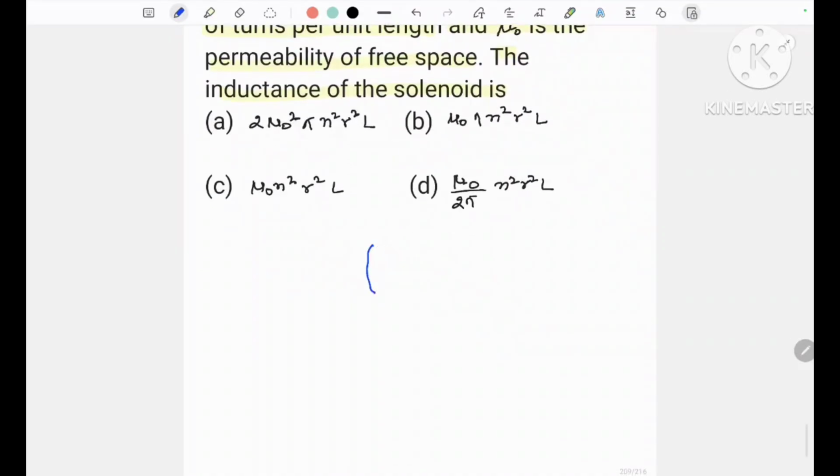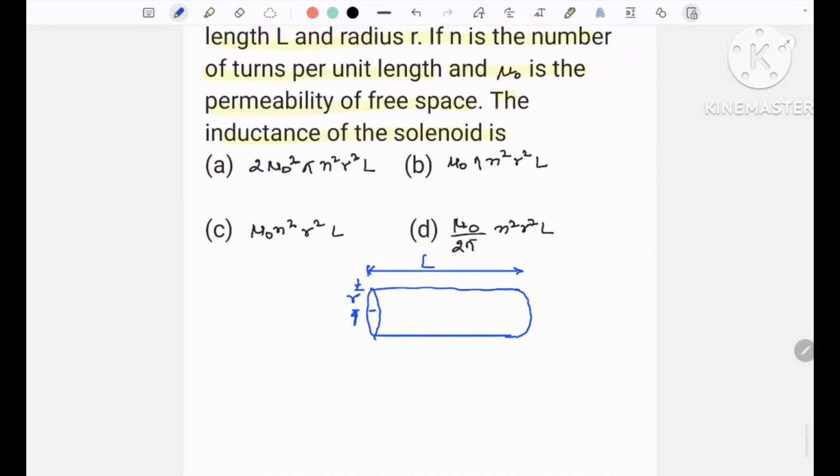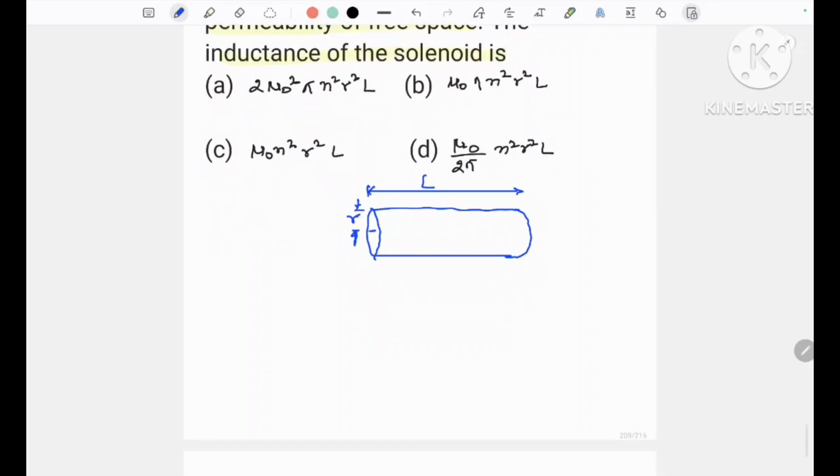एक solenoid, इसकी length is L and radius R, or number of turns per meter is N. इसका area of cross section A will be pi R square.